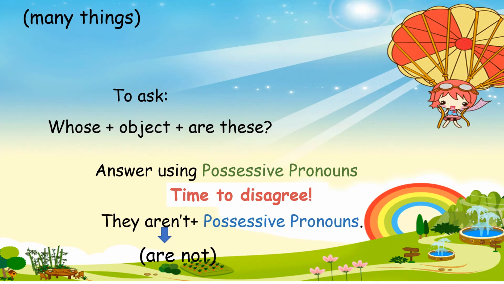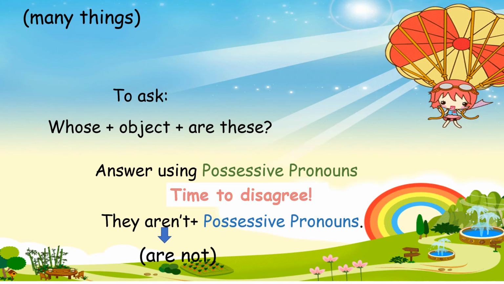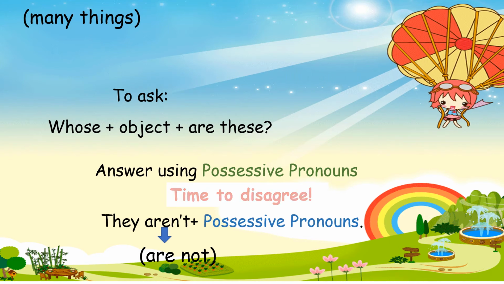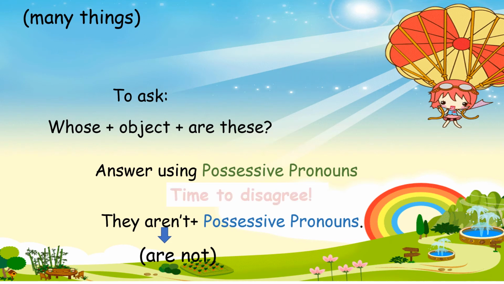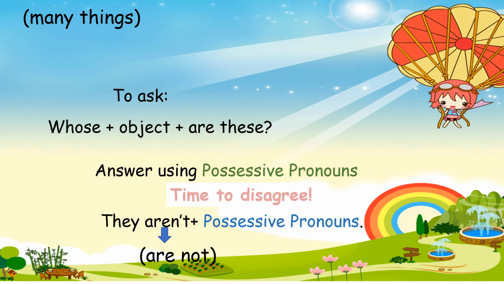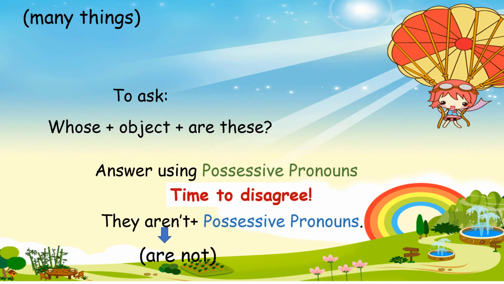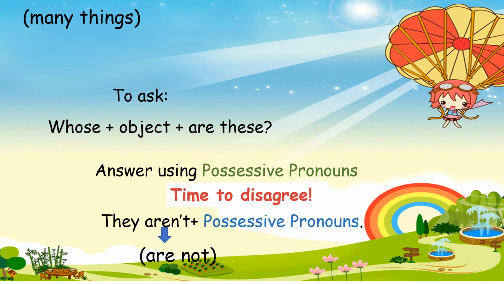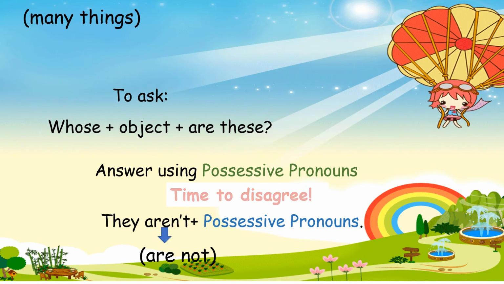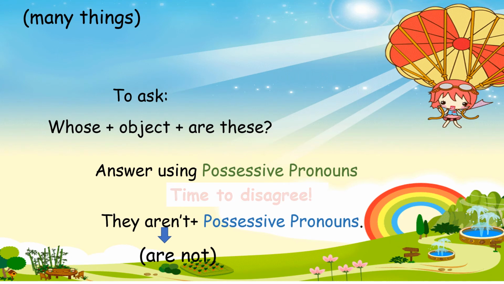Alright class, let's proceed to this next slide. In the previous slide, we learned how to ask about the ownership of one object. Now, in this slide, we are going to learn how to ask about the ownership of many objects, and at the same time, we're going to disagree to the ownership of the item in question.